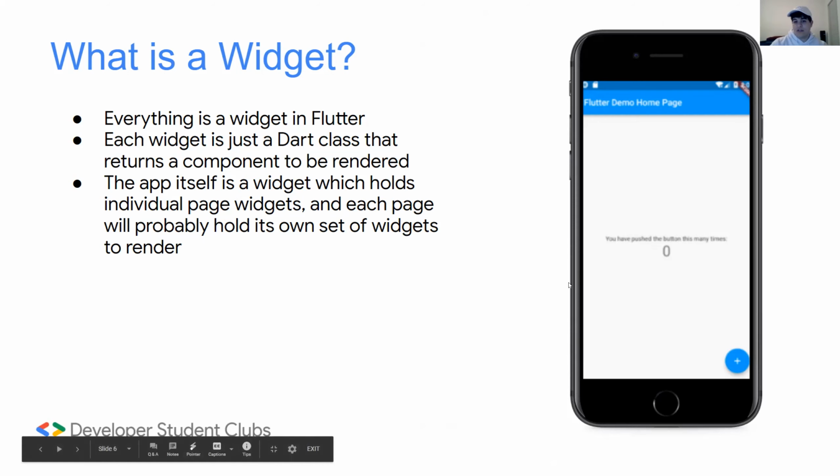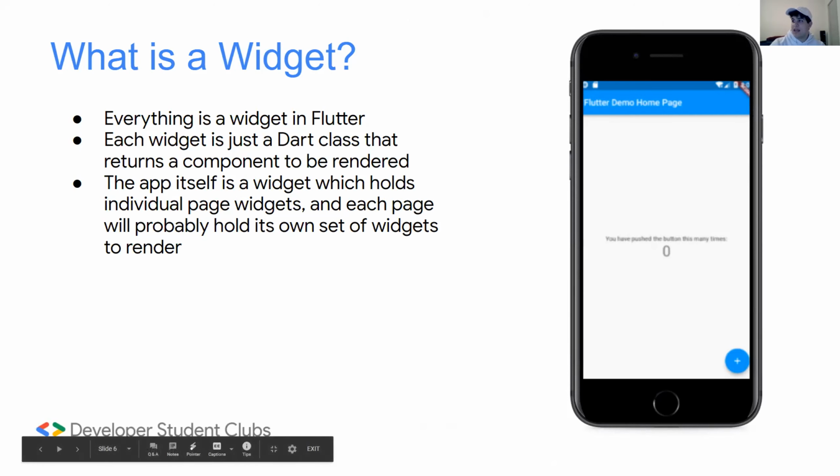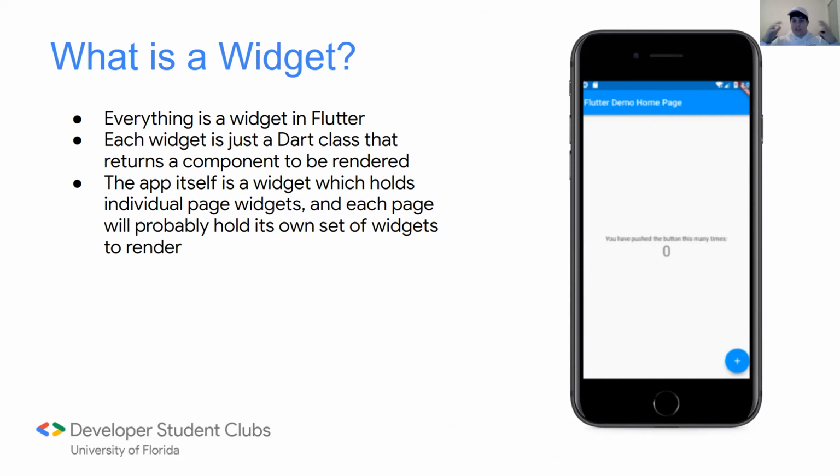If you look at the phone right here on the right, this is the demo app that it gives you. And we'll look at a more in-depth example of what the exact widgets are. But the app itself is a widget. The home page is a widget. The app bar, the text, the plus sign, the button, they're all widgets on the home page. So essentially what happens is your program is going to say, give me a widget, and then that widget is going to be the app. And then that app is going to hold a bunch of other widgets within it. So it's each component or building block of the application. They call them widgets in this case.